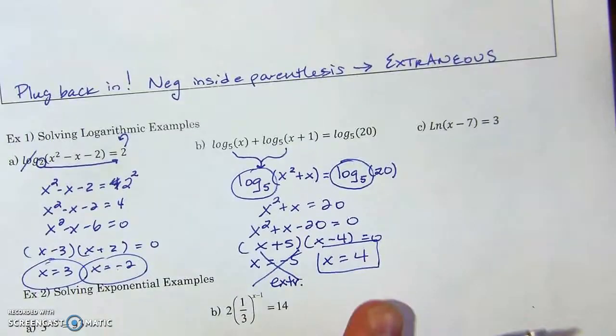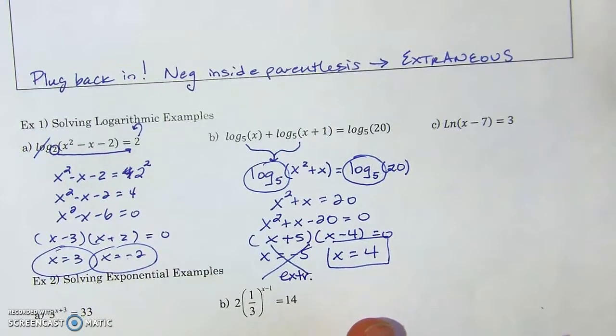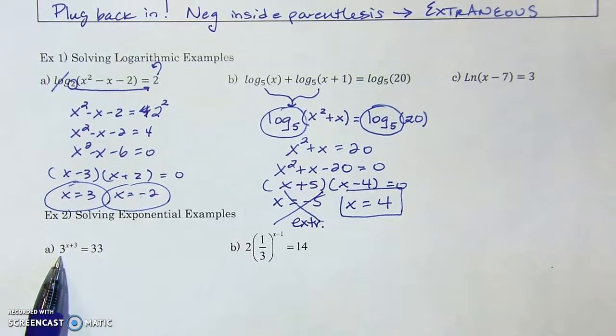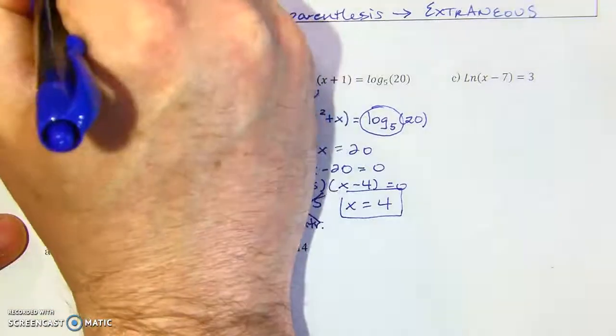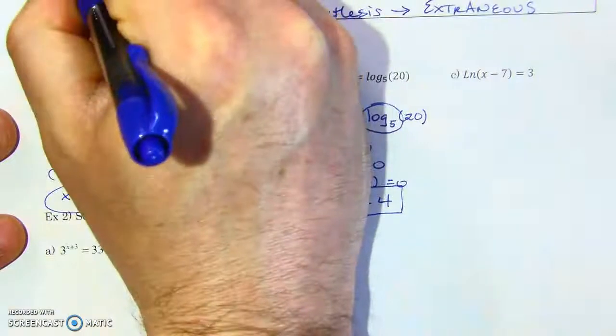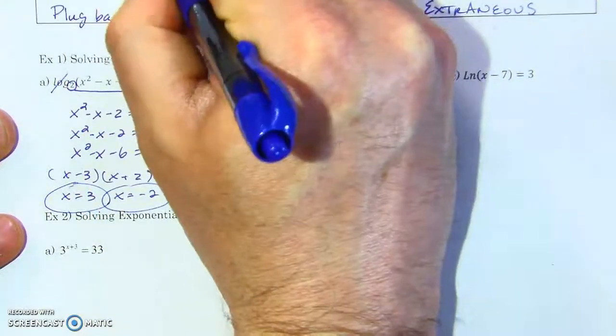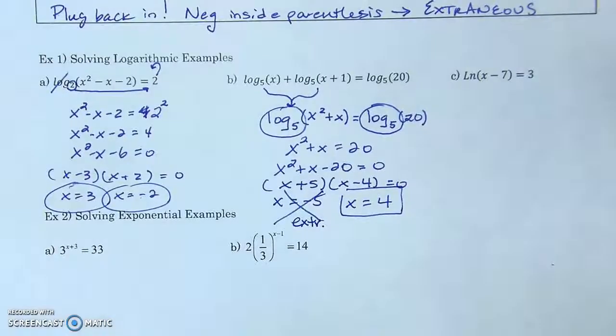All right, let's talk about solving exponential examples. As you can see here, we can't turn this 33 into the same base as we have over here. If we could, if we have b to the a and b to the c, then we can set a equal to c.